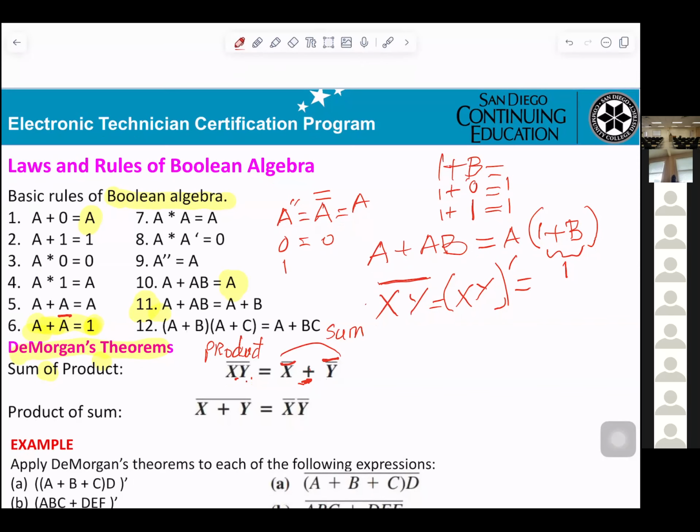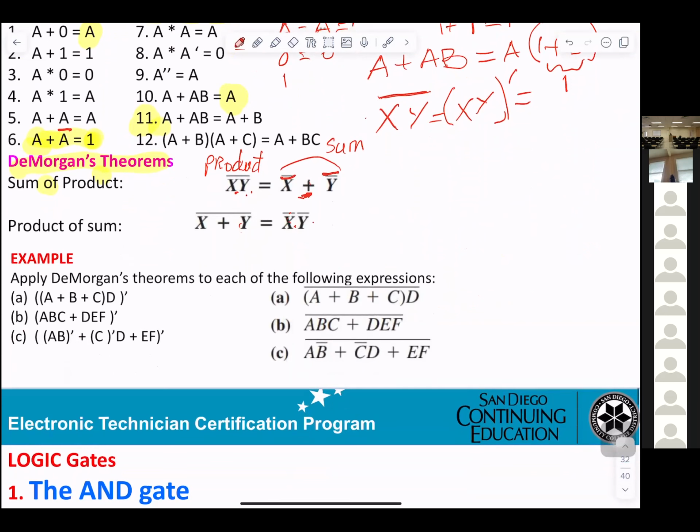Now, if you get the sum here, not X or Y, and you want to convert it to the product, X will be not X, Y will be not Y, but it will be a times. That's just changing from product to sum, or sum to product. For example, here, what they say right here.